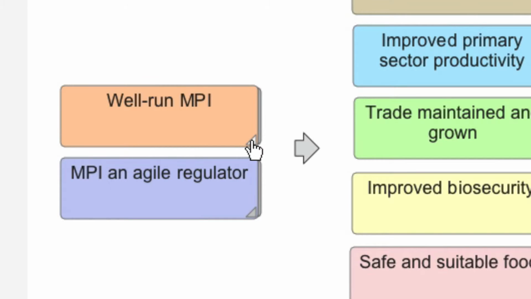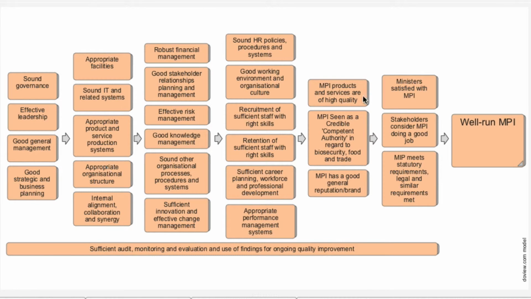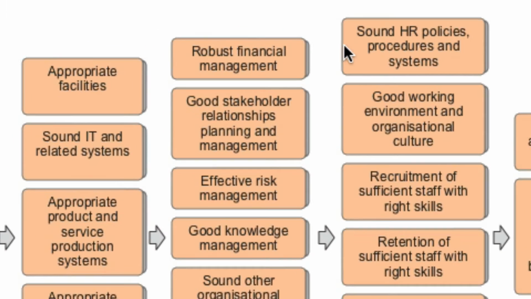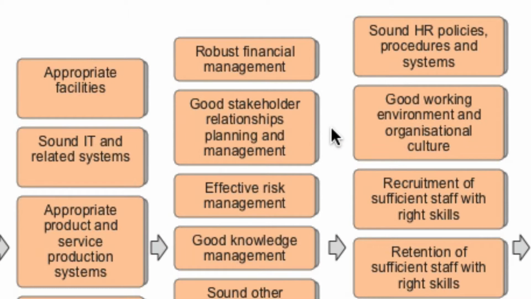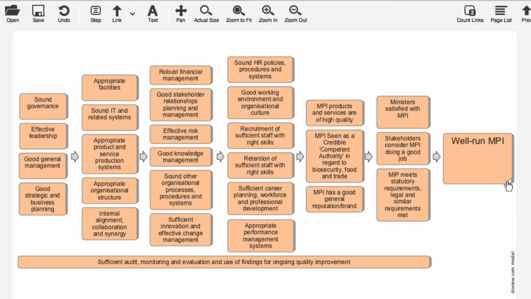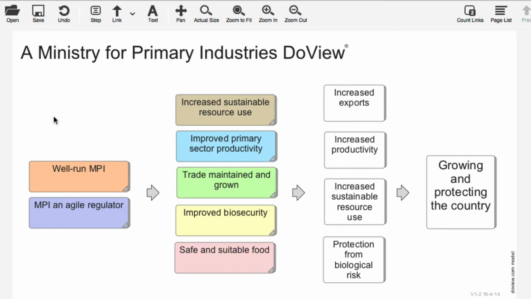And the point about drilling down is we can drill down for details on that page. So see, we've drilled down onto that peach color page, and then we can look in detail at what might be on that page. For instance, robust financial management, good stakeholder relationships and planning, effective risk management. When we're finished on that page, we can of course edit onto it, etc. We can pop back up to the top level. So that's showing drill down on a left to right model.